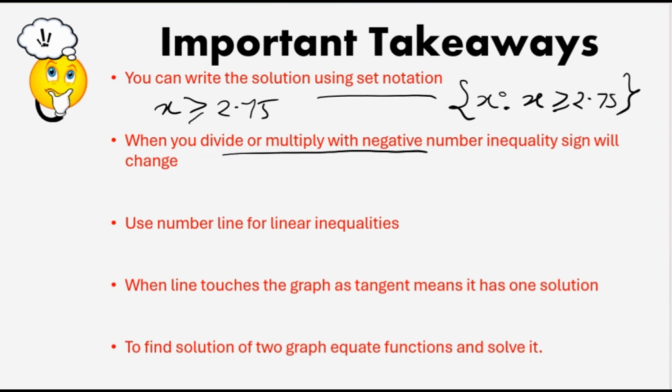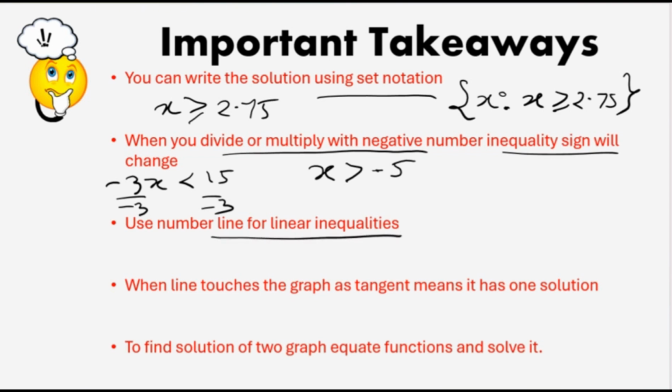Second, when you divide or multiply by a negative number, the inequality sign will change. For example, suppose we have minus 3x less than 15. If I divide by minus 3 on both sides, that will give me x greater than minus 5. Because we divided by a negative number, the inequality sign will change.